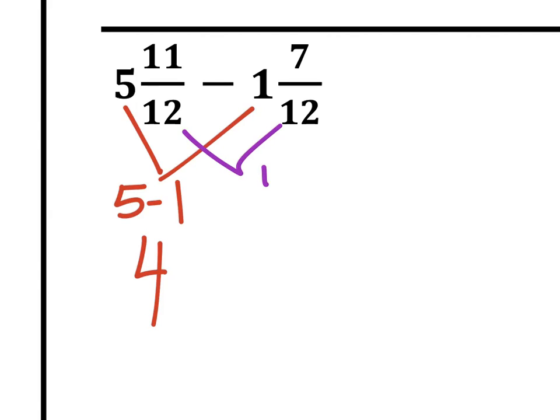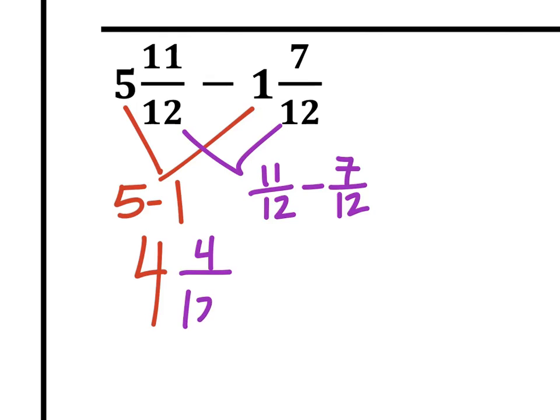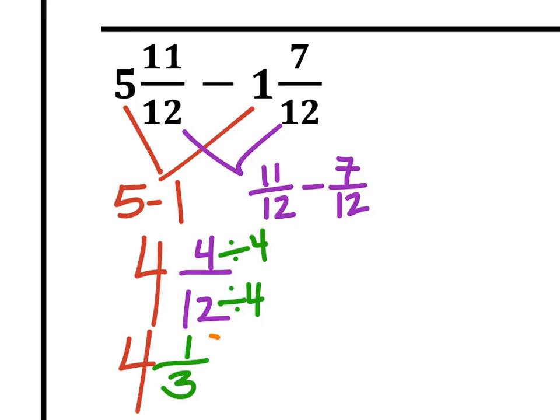And then I would take my 11/12 and subtract the 7/12. And 11 minus 7, that's going to give me 4 parts out of 12. Now, again, you have to stop and look at this final answer and think if at least the fractional part can be simplified. The 4 should be good at this point. But I know that 4/12, both of these are divisible by 4. So I am dividing both of these by 4, which would then give me 1/3. So my final answer here is 4 and 1/3.